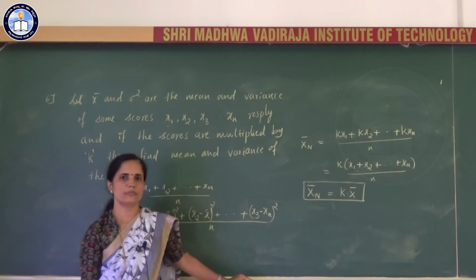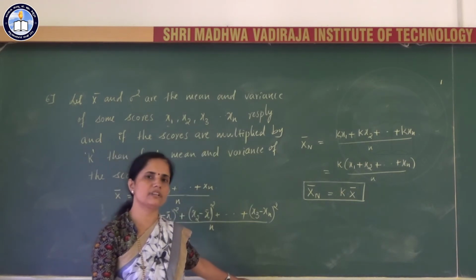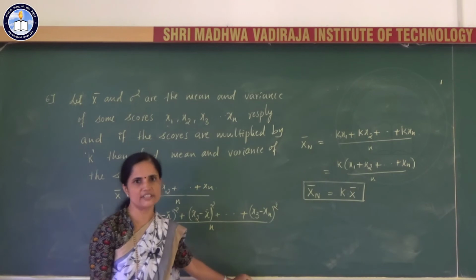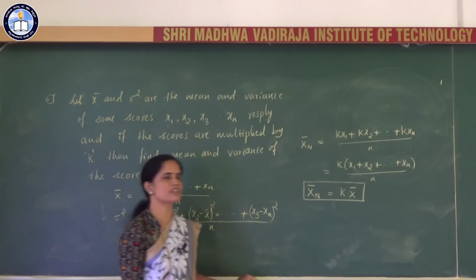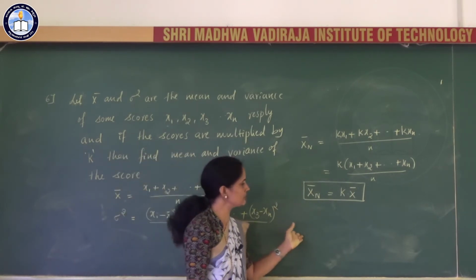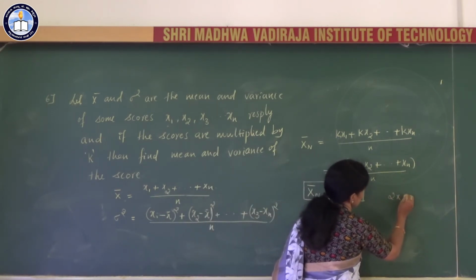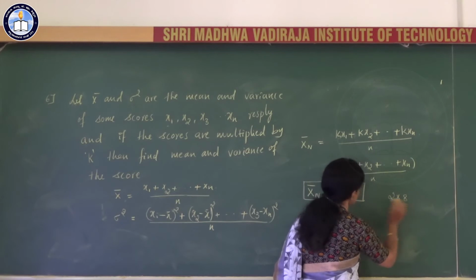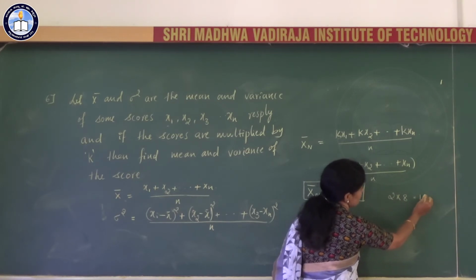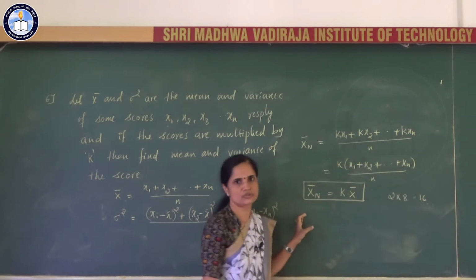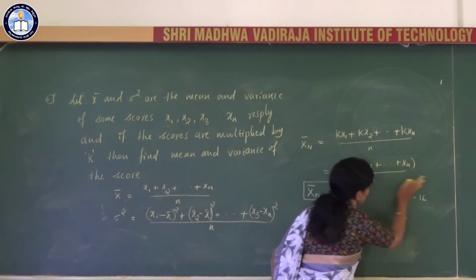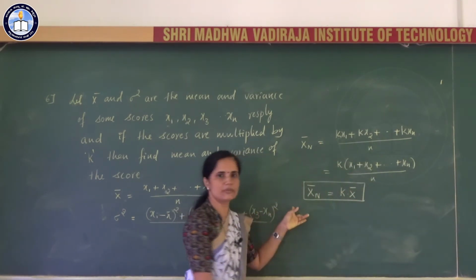If the mean of 10 given scores is equal to 8 and each score is multiplied with 2, then what is the new mean? That is equal to 2 into the previous mean, 8. So that is equal to 16, the new mean. That is the method to find the new mean of the given data.